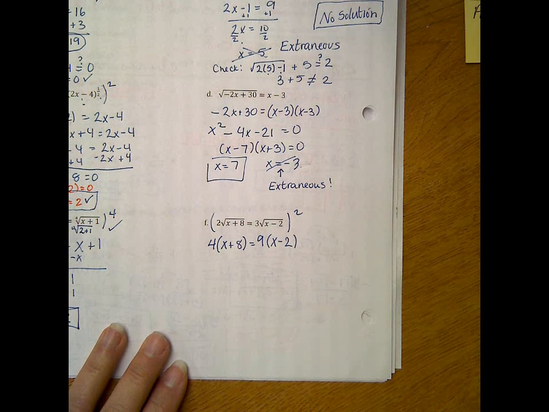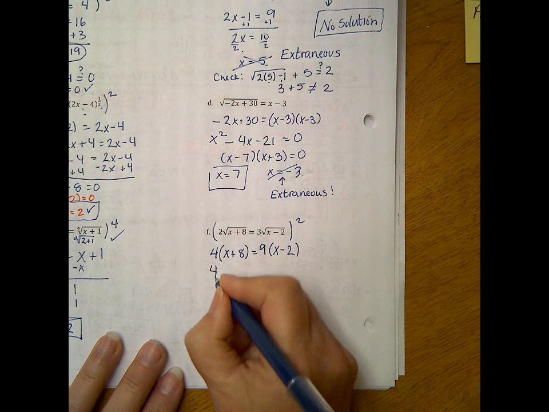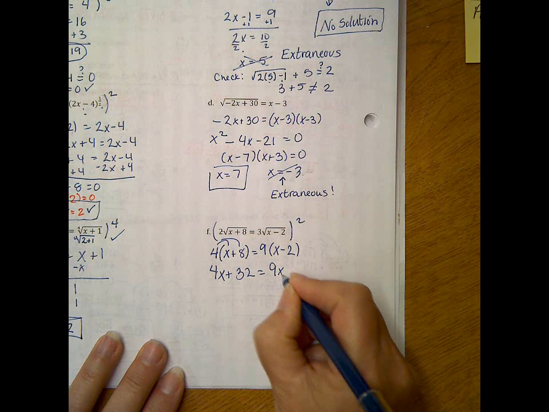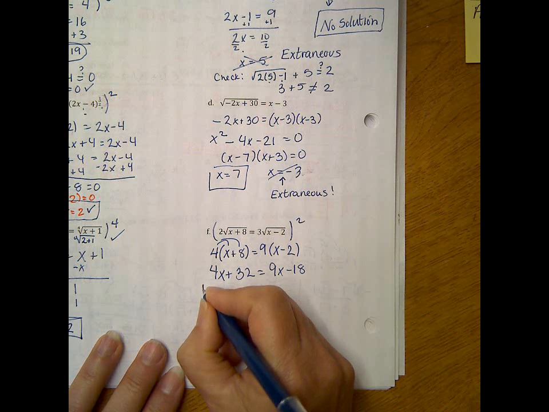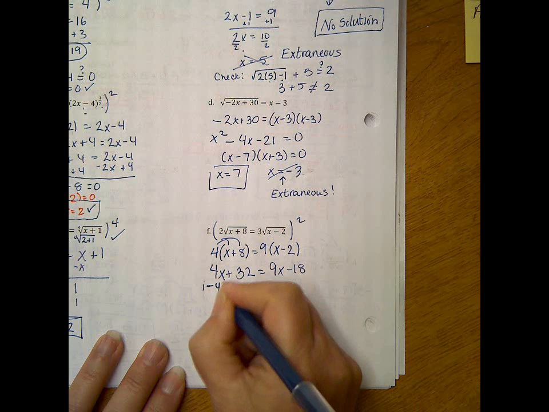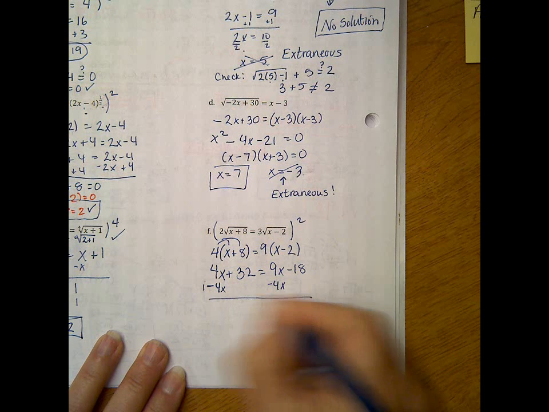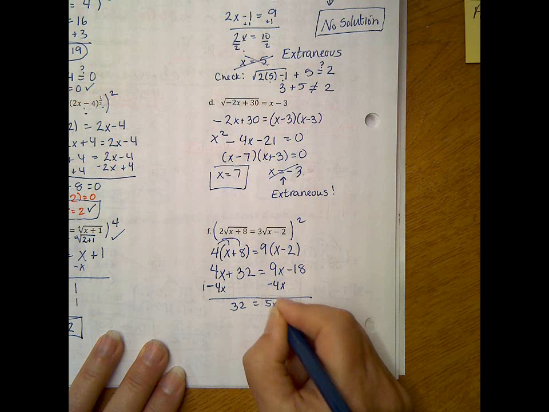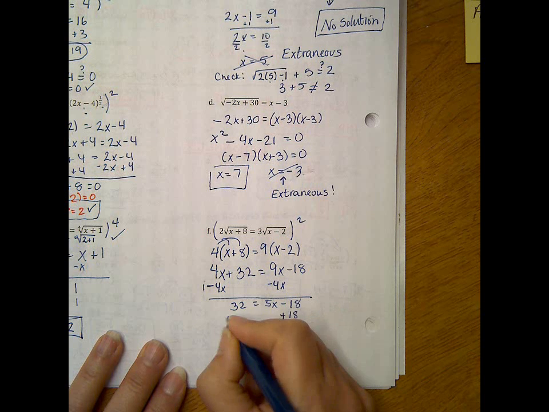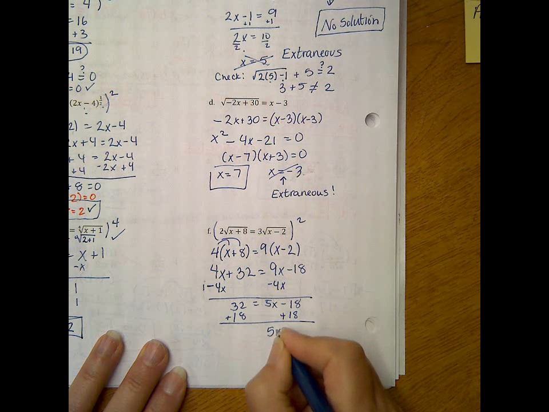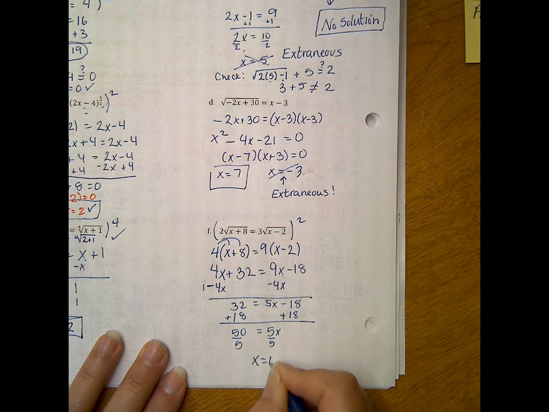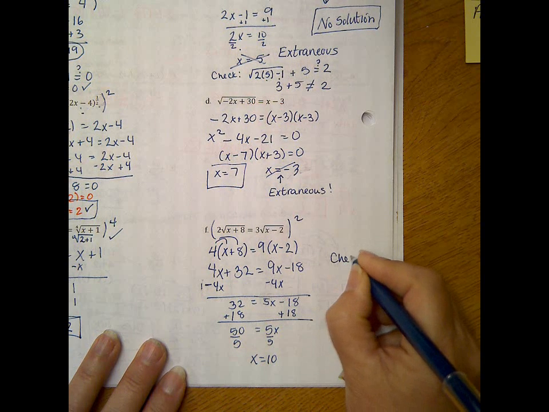Now it's just an easy equation. You're going to distribute and solve for x. 4x plus 32, make sure you distribute, equals 9x minus 18. Subtract 4x here. And I get 32 equals 5x minus 18. So maybe we should add 18. 5x equals, that's 50. Divide by 5, and x is 10. Make sure you check it.